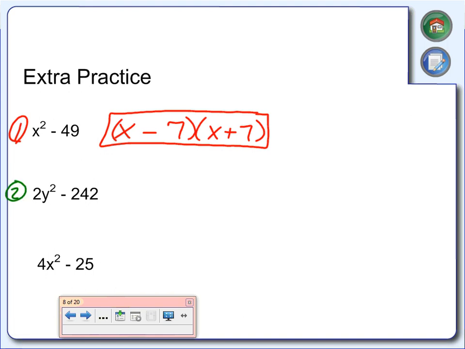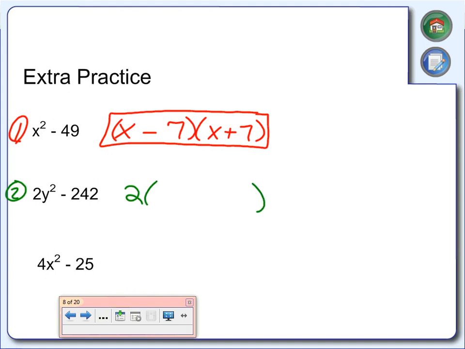Let's try that again. 2y squared minus 242. Remember, we're always going to start by looking for GCF first. Is there a GCF on this one? Is there something that goes into both a 2 and a 242 even? 2. 2 goes into both of these numbers even. So let's pull it out. That's the GCF. Do they have any variables in common in both terms? No. I have a y, but only in the first term, not in the second term. So 2 is the GCF.